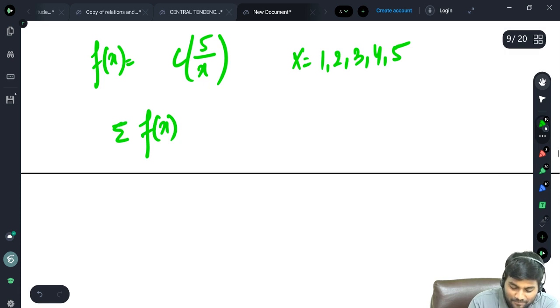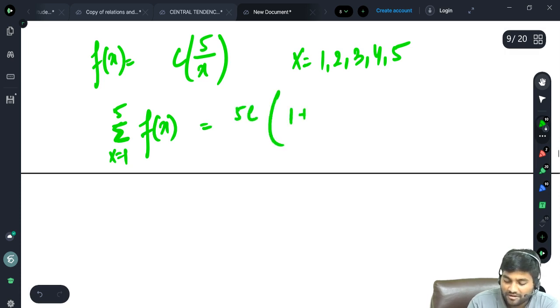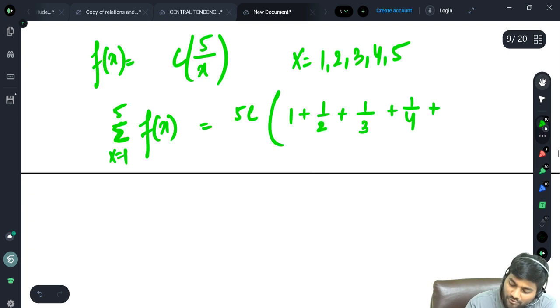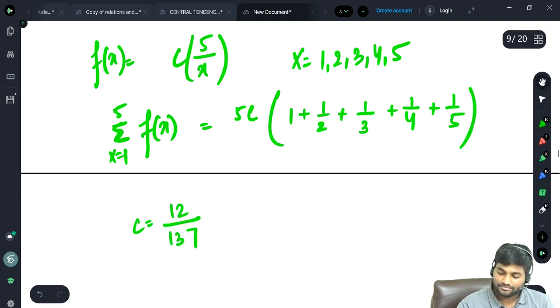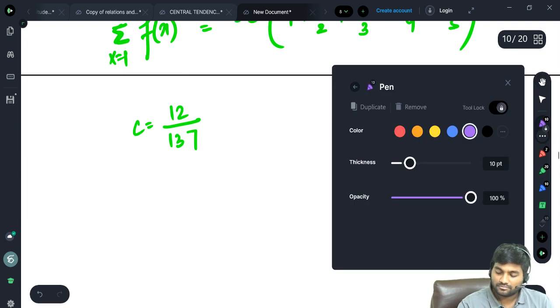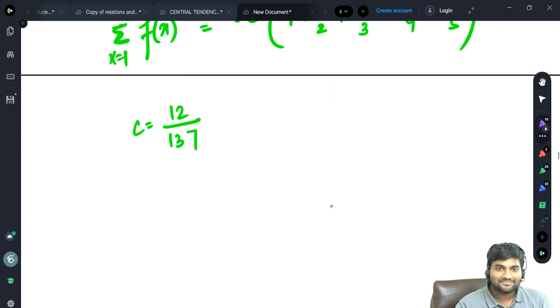Summation f(x), x runs from 1 to 5, 5c times 1 plus half plus 1 by 3 plus 1 by 4 plus 1 by 5. What is the answer? 12 by 137. Next sum.